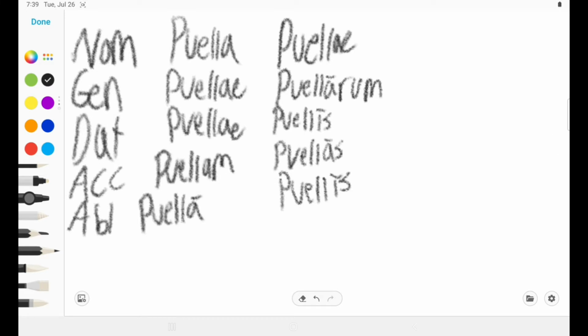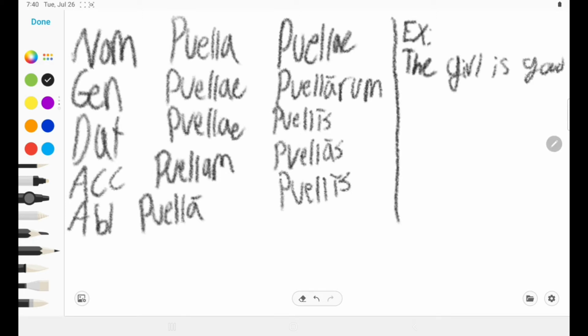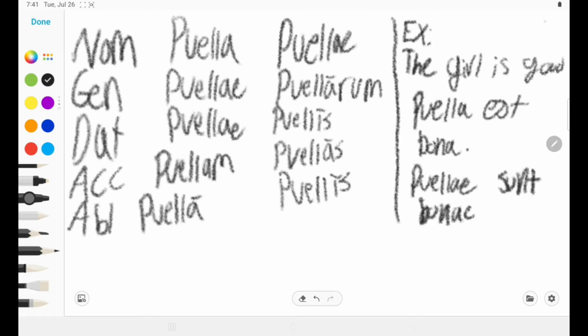So first of all, what is nominative, or N-O-M? Nominative is the subject of the sentence. For example, our example is going to be the girl is good. The girl in this sentence is the subject. It is what the sentence is talking about. What is good? The girl is good. So in Latin, we use specific letters at the end of the word to explain this.